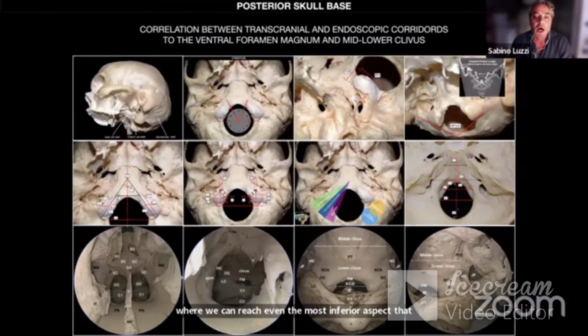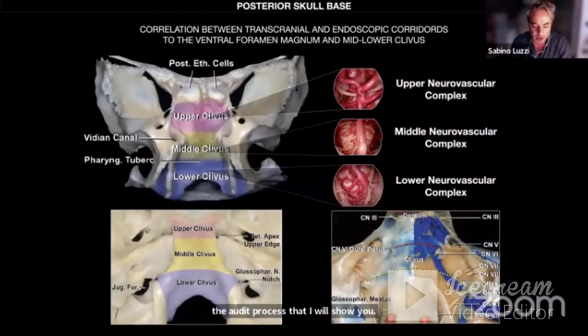The concept is that when we think about the posterior fossa, we are used to think about three neurovascular complexes, according to a concept that was introduced for the first time by Professor Rhoton. These complexes are the upper, middle, and lower neurovascular complex. The upper neurovascular complex is made by the fifth cranial nerve and the superior cerebellar artery. In the middle neurovascular complex, we have AICA and the acousticofacial bundle, also the sixth nerve. And then we have the PICA with the lower cranial nerves that constitute the lower neurovascular complex.